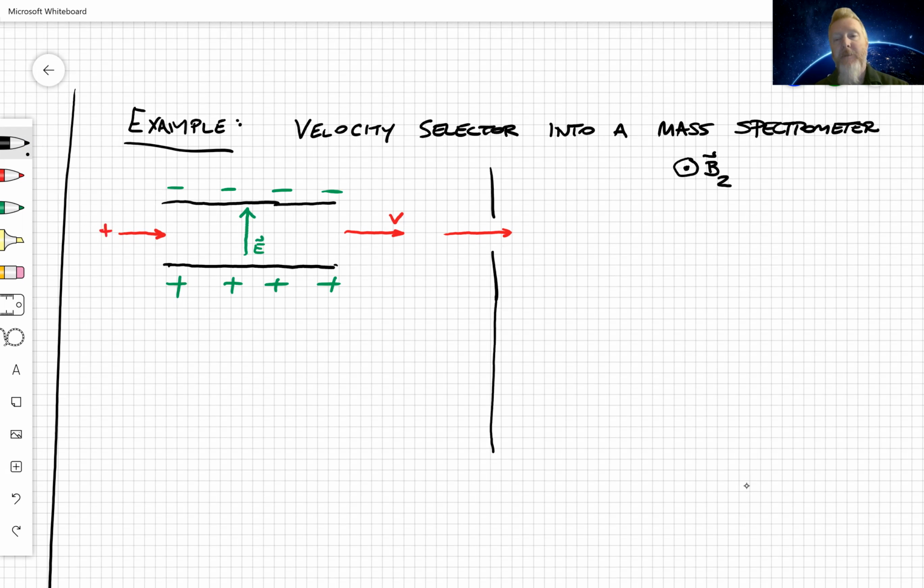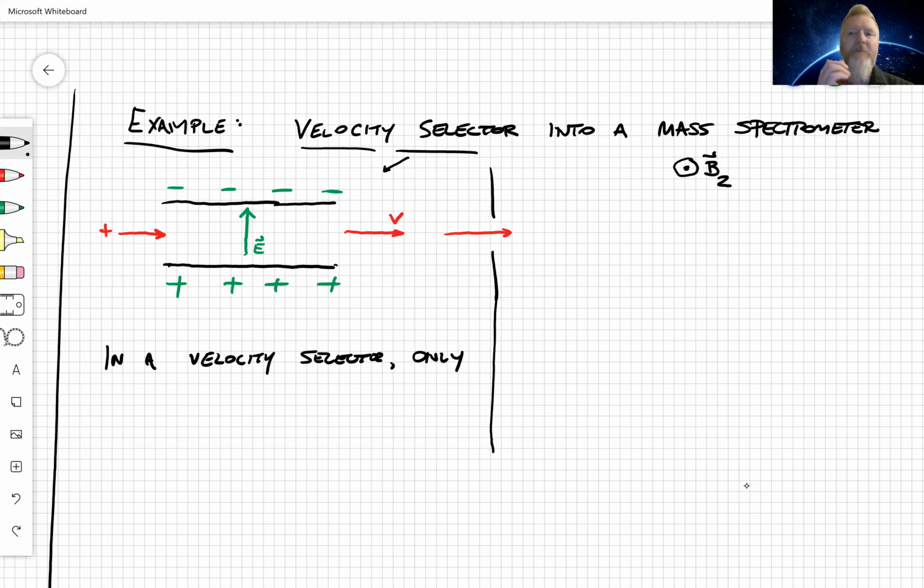Because we have a charged particle, what I want to do is take a magnetic field and put it in there with the electric field. And I'm going to have the magnetic field be just the right size so that a charged particle with speed v can go through in a straight line. This is the velocity selector part. And in a velocity selector, the goal is to have particles with a particular speed go through in a straight line.